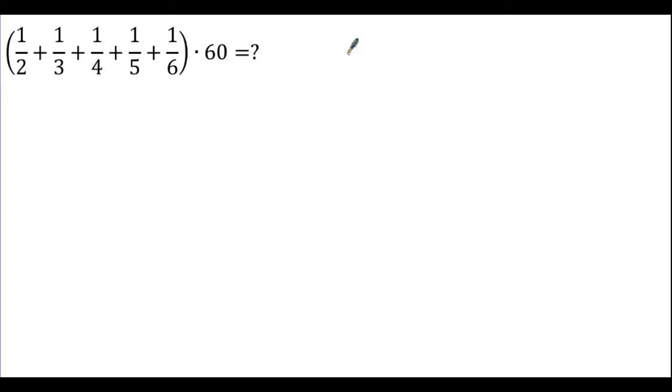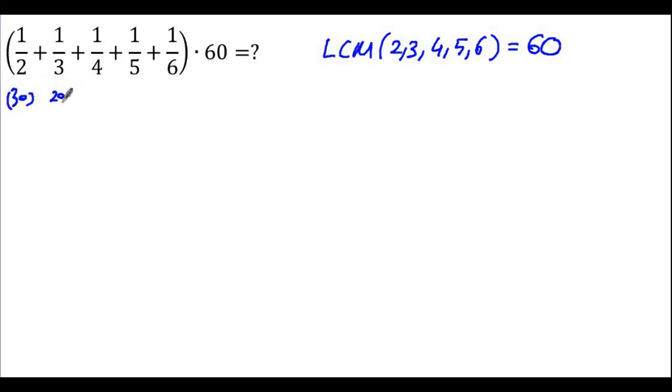What is the LCM of these numbers? LCM of 2, 3, 4, 5, 6. So LCM is going to be 60. I have to make the denominator 60. So how can I do that? 2 times what is 60? 2 times 30 is 60. 3 times 20. So 4 times what is 60? It is 15. 4 times 15 is 60. 5 times 12. And 6 times 10.